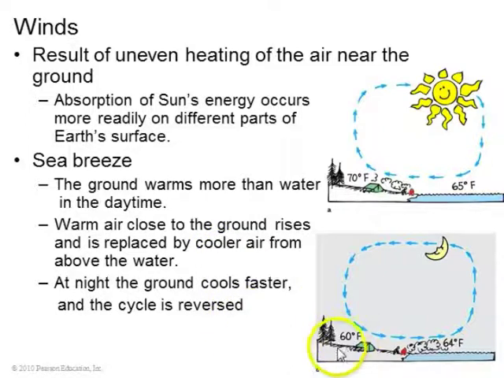At night, the ground will cool faster than the water, again because of the high specific heat capacity of water, and then the air will be cooler over the land and fall. It'll rise to a higher temperature over the water and be buoyed upwards and create an onshore breeze.